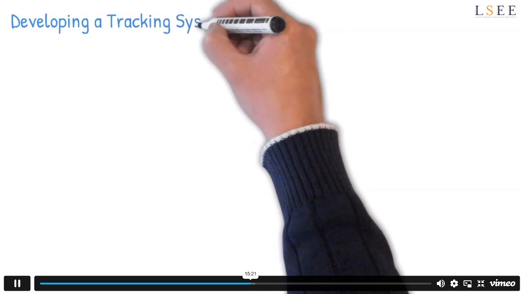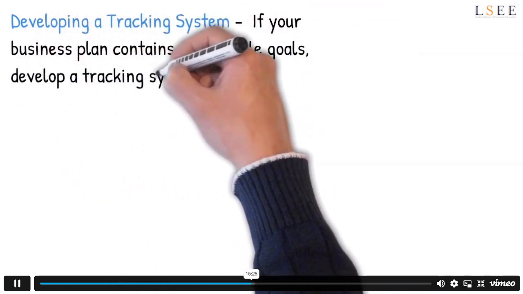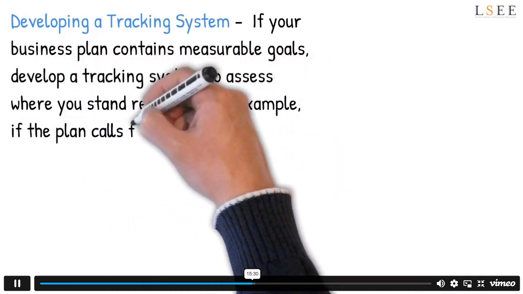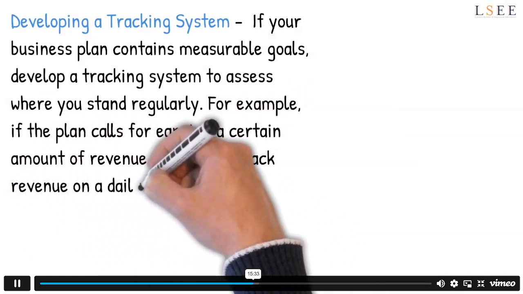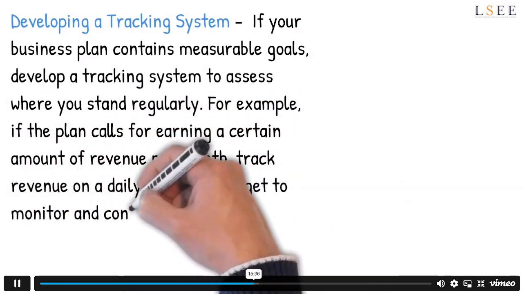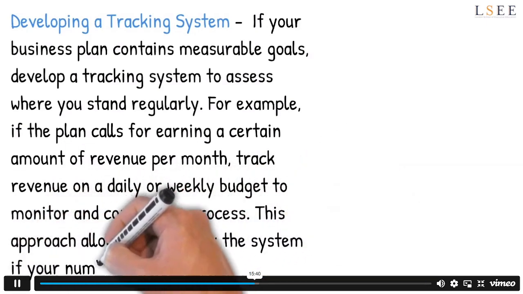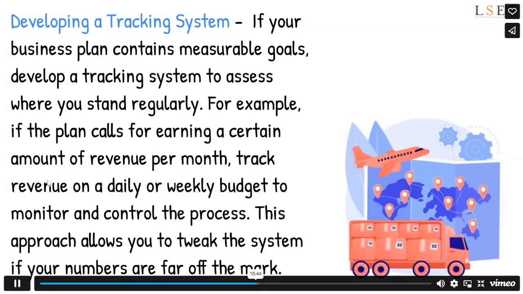2. Developing a tracking system. If your business plan contains measurable goals, develop a tracking system to assess where you stand regularly. For example, if the plan calls for earning a certain amount of revenue per month, track revenue on a daily or weekly basis to monitor and control the process. This approach allows you to tweak the system if your numbers are far off the mark.